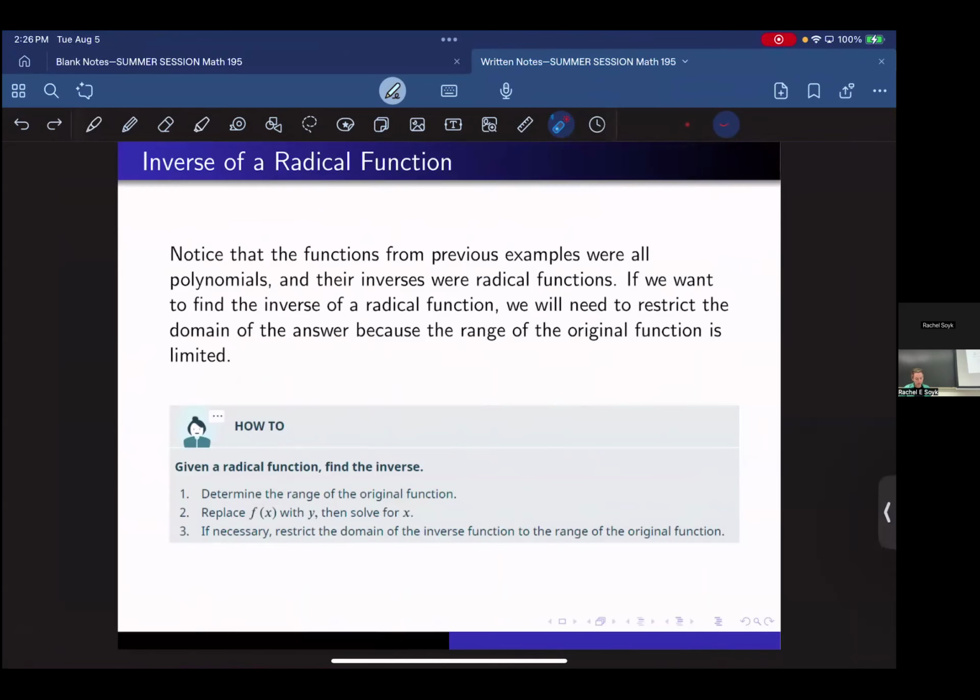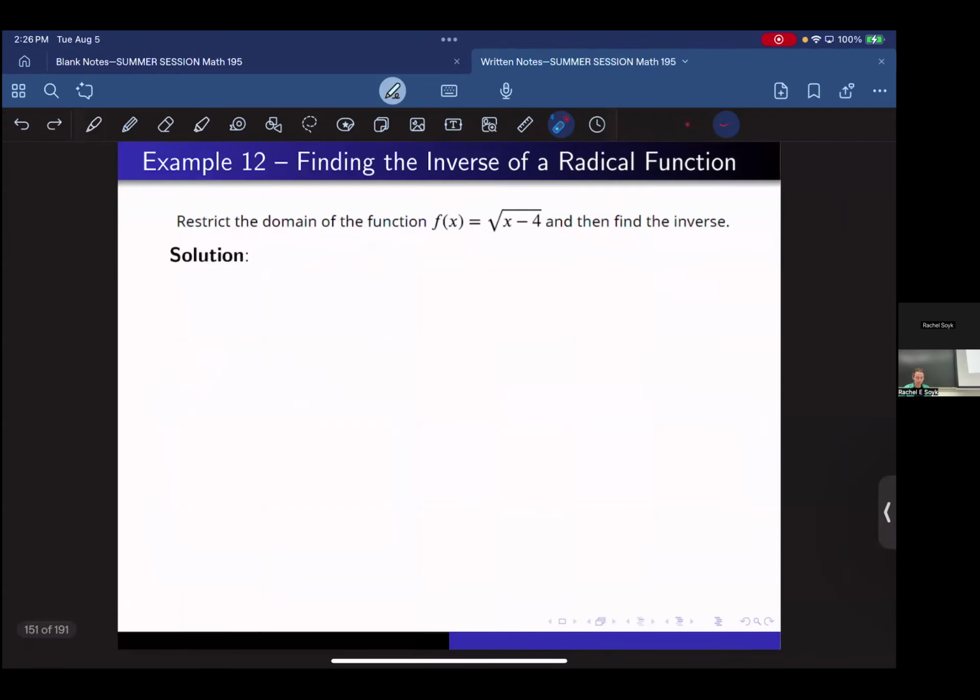And then down here is just the step-by-step procedure for finding inverses of radical functions. Again, it's the same as what we've been doing for linear functions as well. Okay, so we want to restrict the domain of the function f of x equals the square root of x minus 4, and then we want to find the inverse.